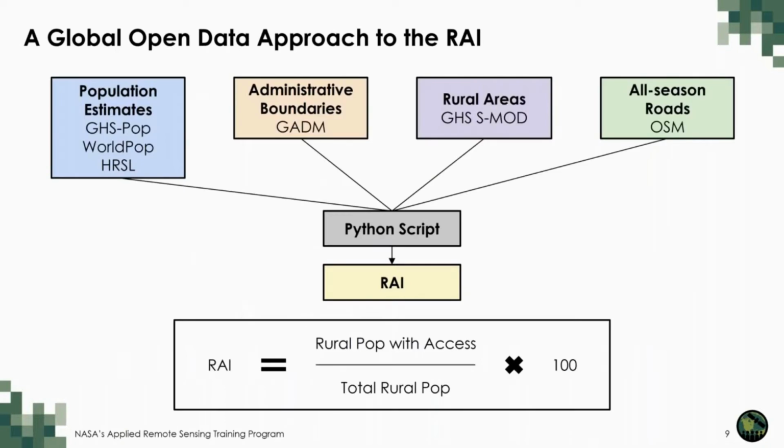So our model for the global open data approach is very similar to the World Bank model presented earlier. Our inputs are gridded population estimates, national and subnational administrative boundaries and rural areas, and for our all-season roads data, we relied on a single data set rather than separate data sets of road network and road condition, since no global data set exists for the latter. The Python script processed the inputs and calculated the RAI. In the next few slides, I'll discuss the inputs and processing in more detail.